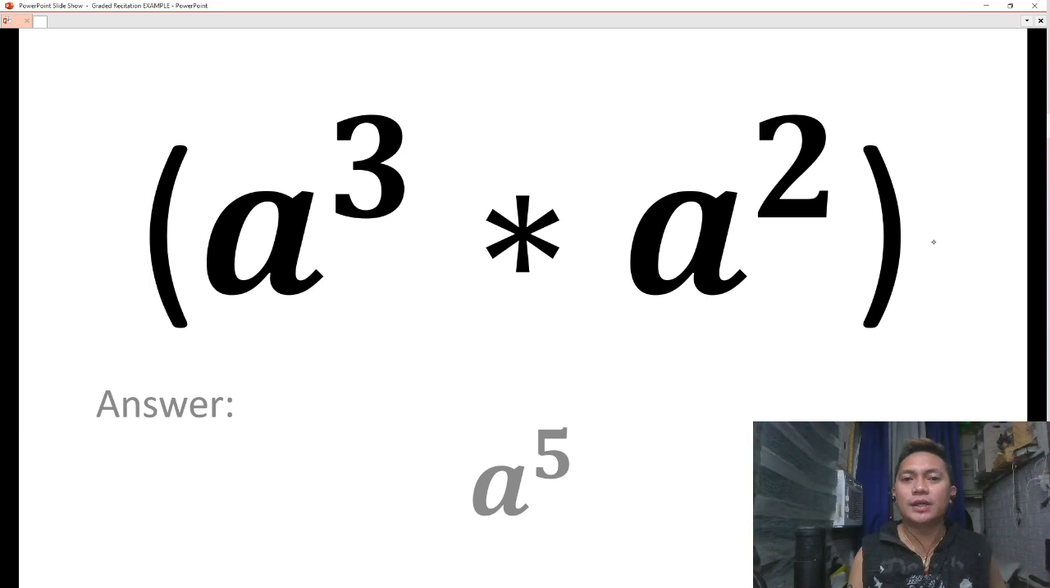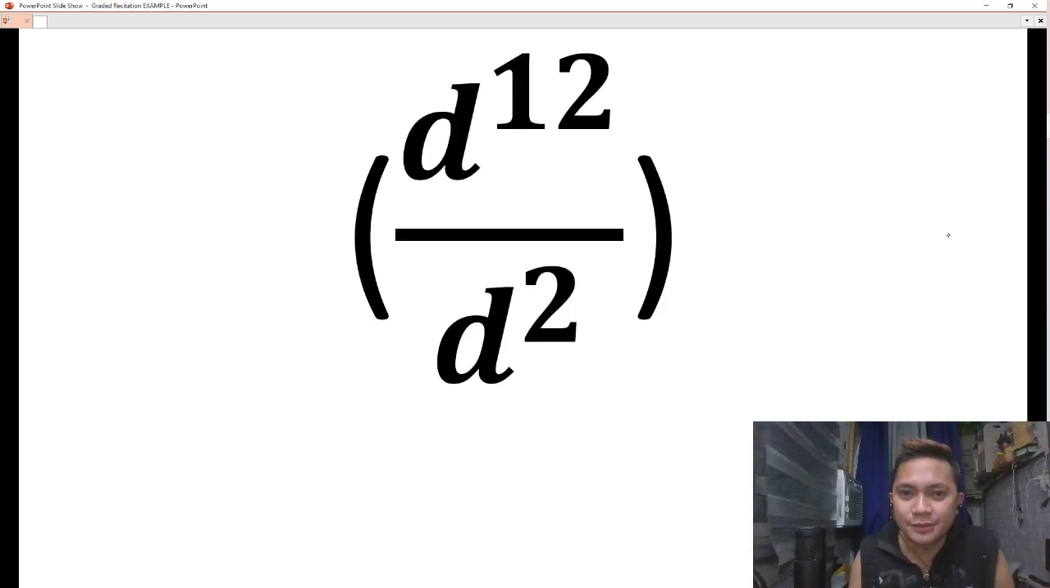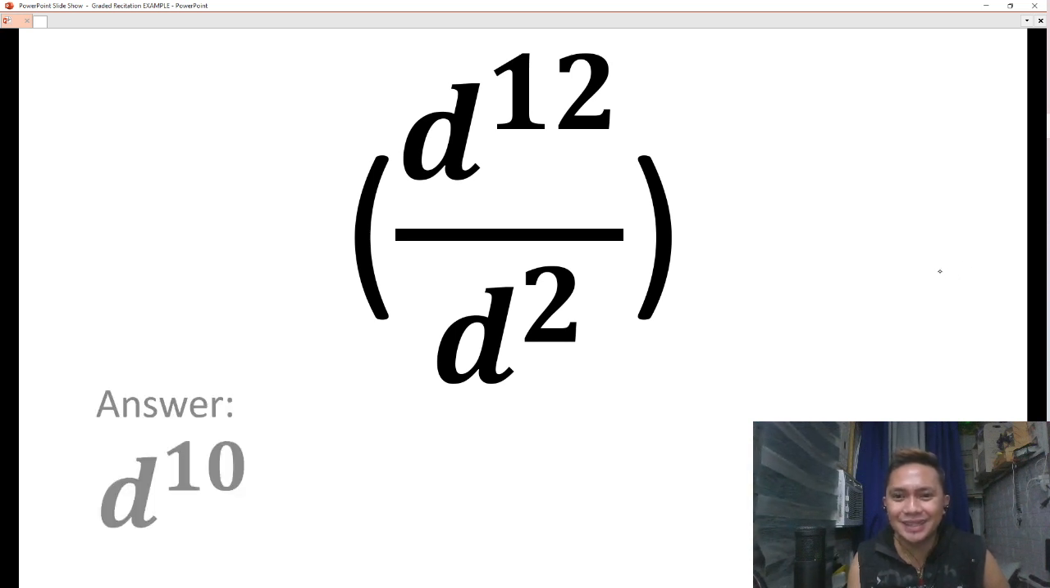Okay, next we have division. D raised to 12 divided by d raised to 2, or d squared. 20 seconds. What's your answer? Three, two, 1. Okay, so time's up. So we have d raised to 12 divided by d squared. So the answer here is d raised to 10.